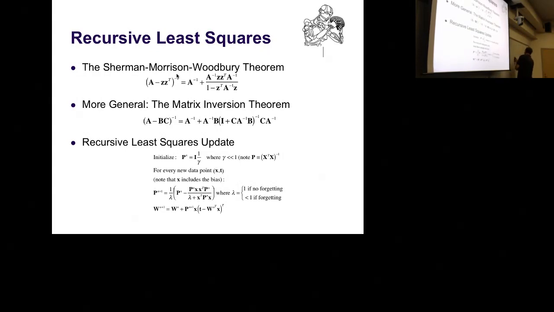Actually, one little fun thing. You can figure out how many data points are actually considered when you have a forgetting factor by just computing 1 over 1 minus lambda. This is the equivalent number of data points which you're having. So let's see, lambda equals 0.99. Then 1 minus 0.99 is 0.01, so this is 100. So I basically consider the equivalent of 100 data points in my forgetting.